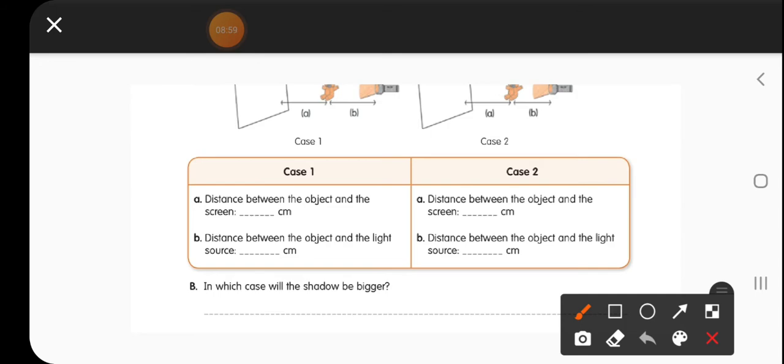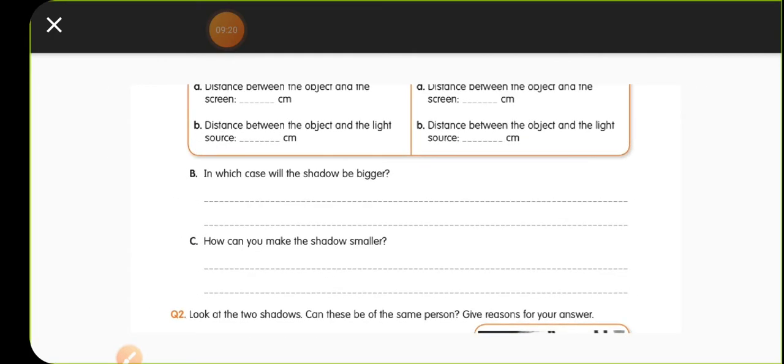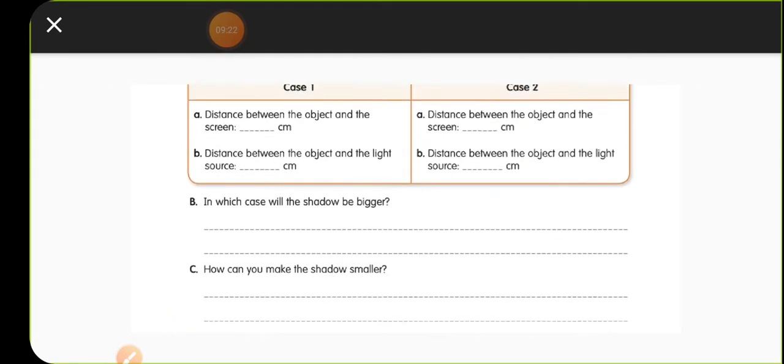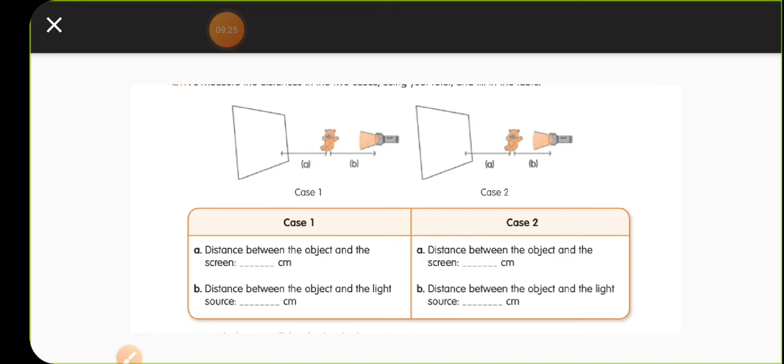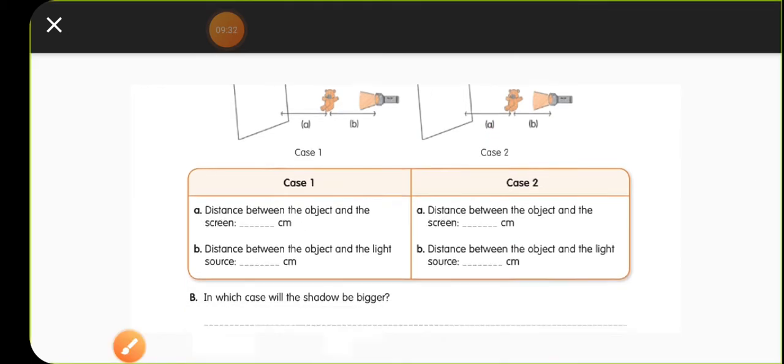Distance between the object and the screen, measure this one in the first case. And the second one, this one, that is the distance between the light source and the object. You have to measure and write it here. So now the second question: in which case will the shadow be bigger, case 1 or case 2? In case 2 the shadow is bigger because the object is closer to the light source.